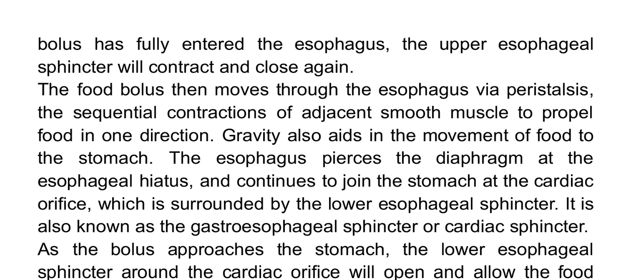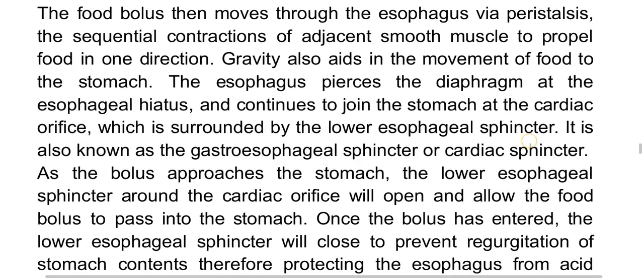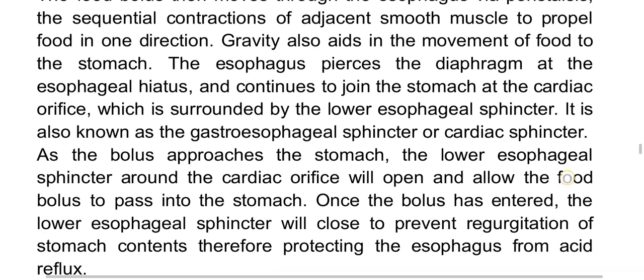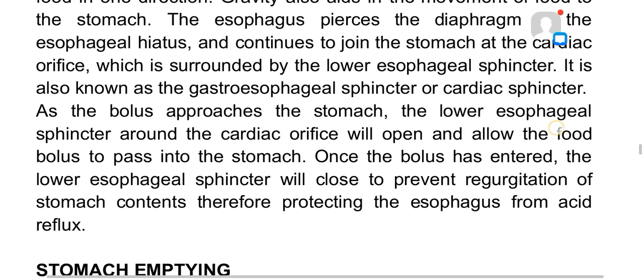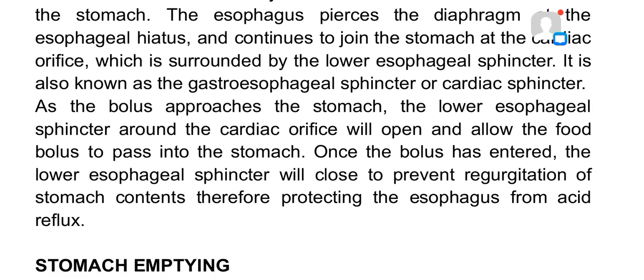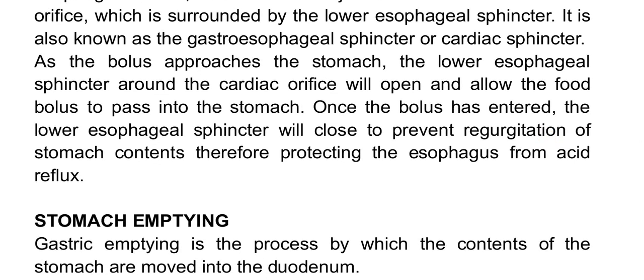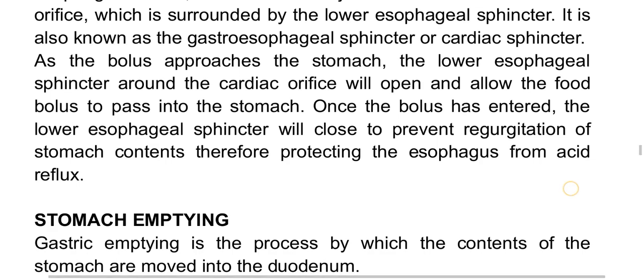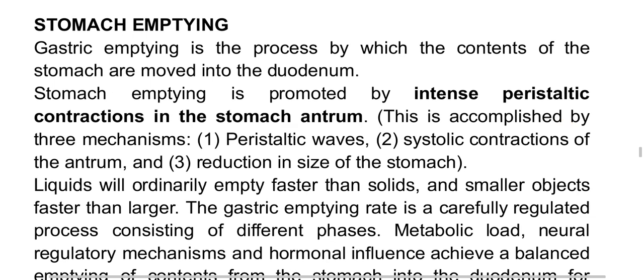The esophagus pierces the diaphragm at the esophageal hiatus and continues to join the stomach at the cardiac orifice, which is surrounded by the lower esophageal sphincter. It is also known as the gastroesophageal sphincter or cardiac sphincter. As the bolus approaches the stomach, the lower esophageal sphincter around the cardiac orifice will open and allow the food bolus to pass into the stomach. Once the bolus has entered, the lower esophageal sphincter will close to prevent regurgitation of stomach contents, therefore protecting the esophagus from acid reflux.